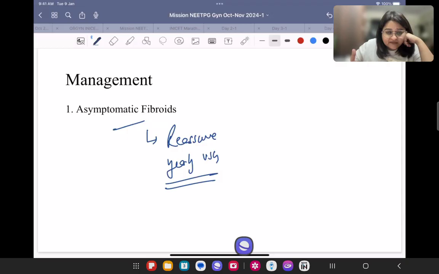Though the risk of cancer is very rare, we should make sure that all is good. And irrespective of the size, we leave them alone. So size is not important.